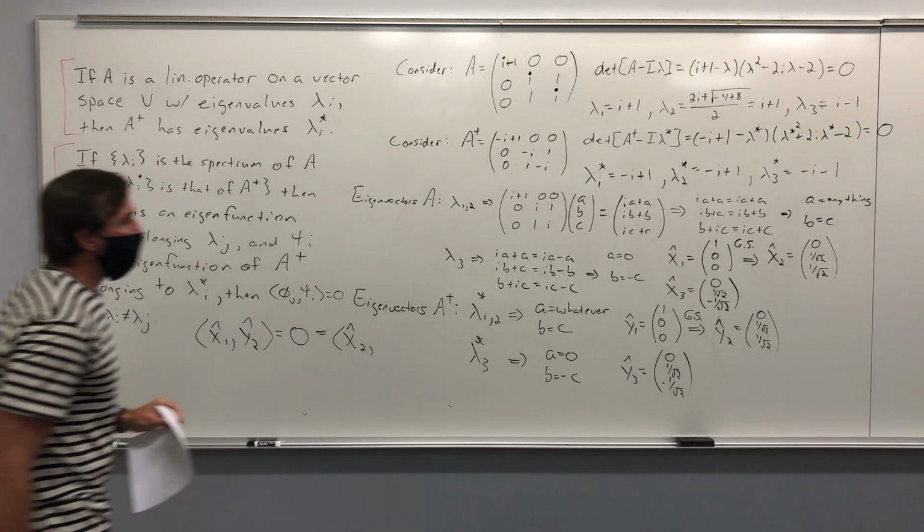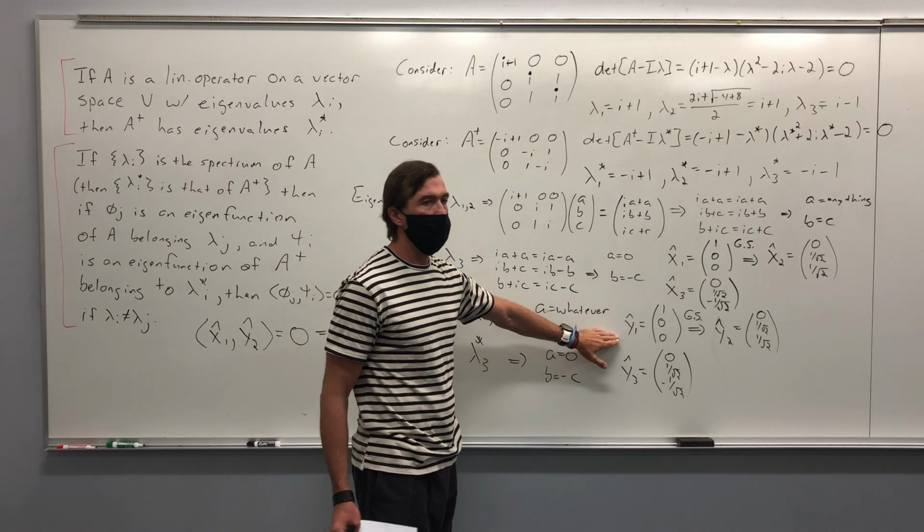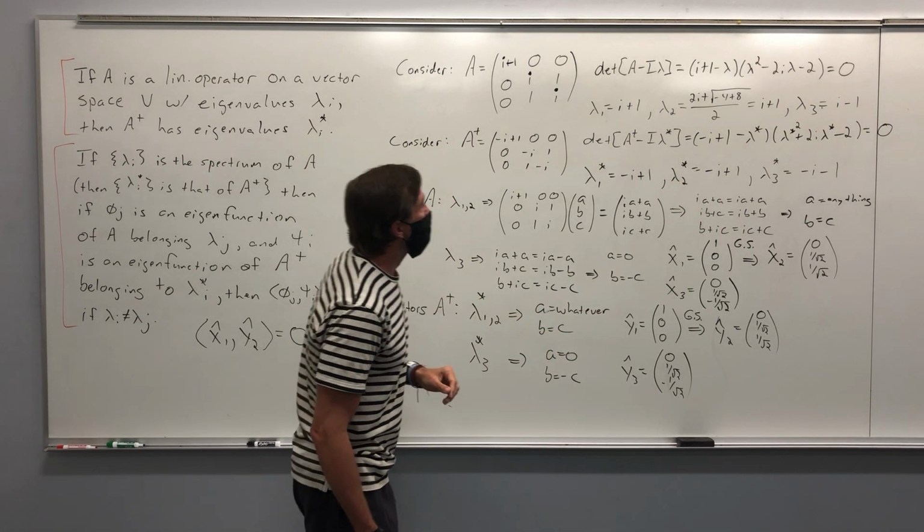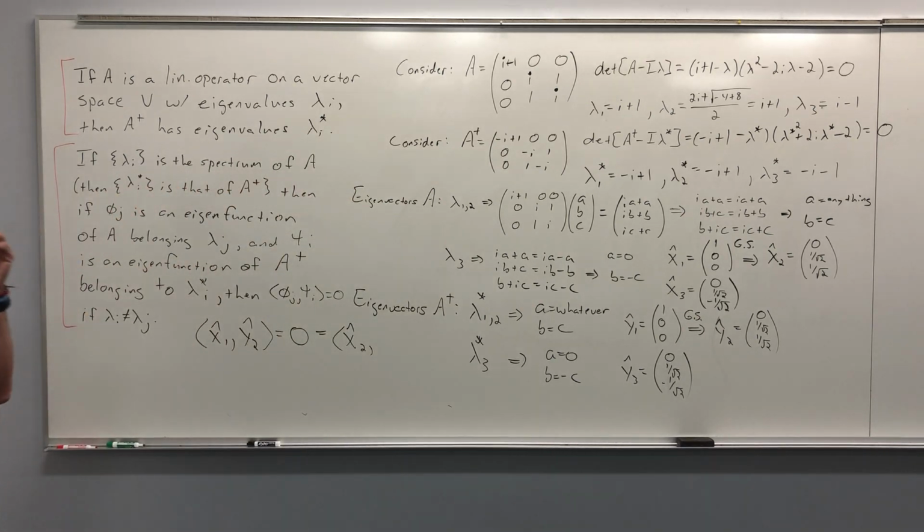Well, where does y1 come from? Lambda 1 or lambda 2, because they're the same. Like those are bounded by the same conditions, so. Yeah, that's actually a good point.